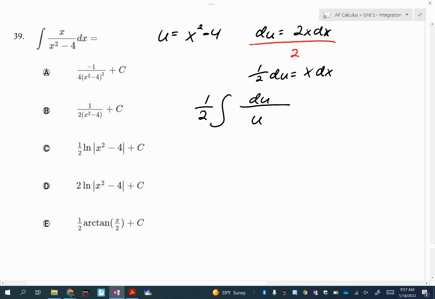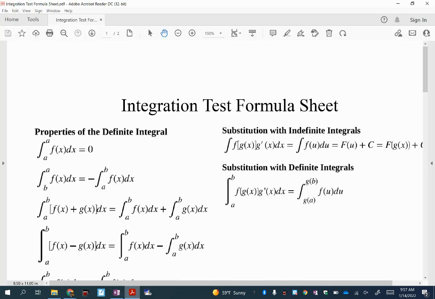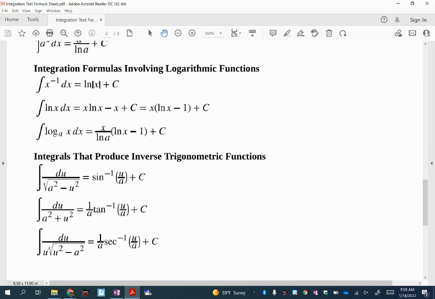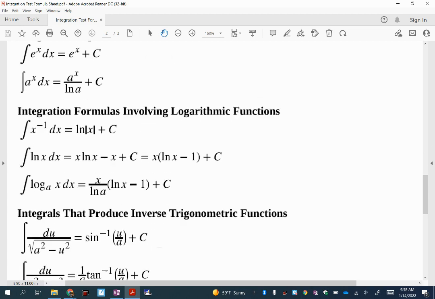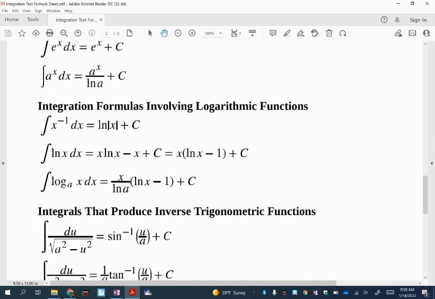All right, now I'm going to rewrite that as u to the negative first power du, and this is where I'm going to go to the formula sheet, because when you try to do the power rule here, I've always told you to add 1 to find the antiderivative power, but negative 1 plus 1 is going to be 0. So this is a special case, and I'll go to the formula sheet, and this is actually right here, integration formulas involving logarithmic functions. The integral of x to the negative first power is the natural log of the absolute value of x.